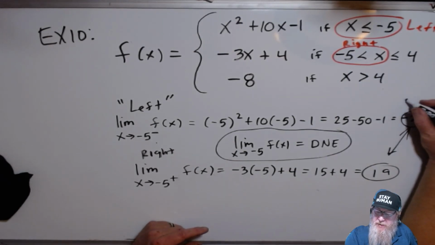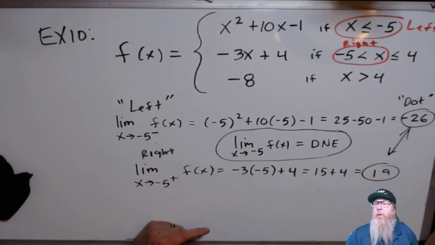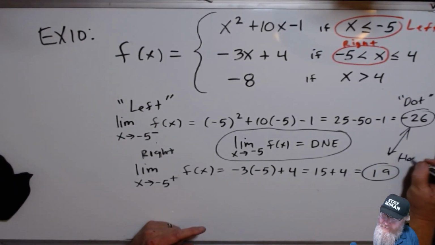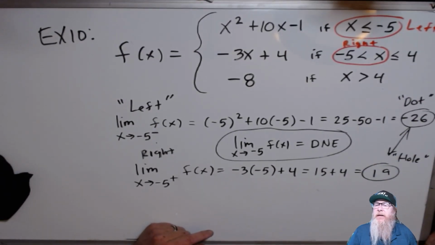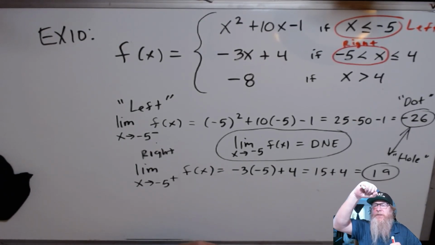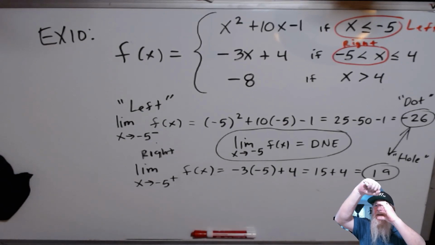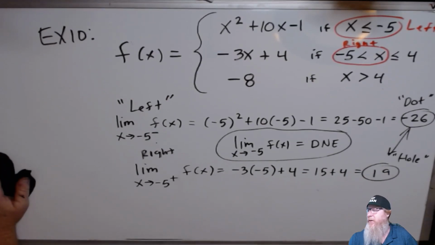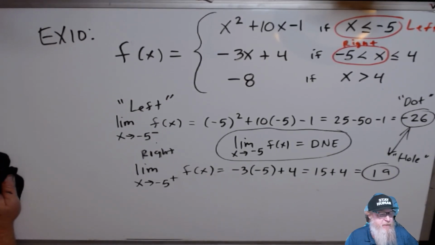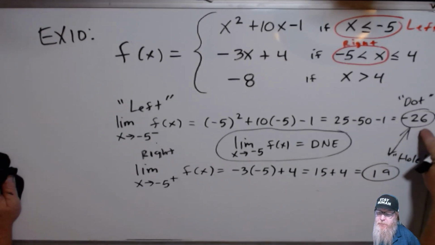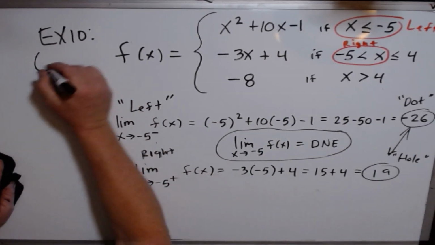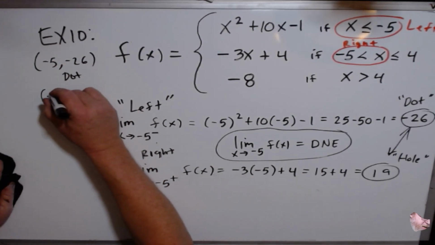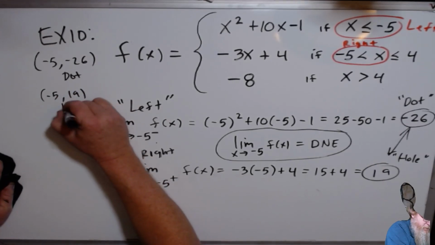This one would be a dot or a point on the left, and this one would be a hole. And they would not match up with each other. You'd have the dot in one spot, you'd have the hole in the other spot, and the dot and the hole would not match up with each other. You know that, we've seen it before. I still have my grid if we need to bust it out. Let me just put this here for later. Negative 5, negative 26 is the dot. Negative 5, 19 is the hole.